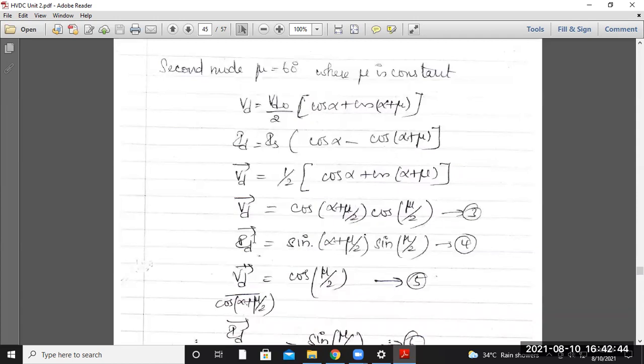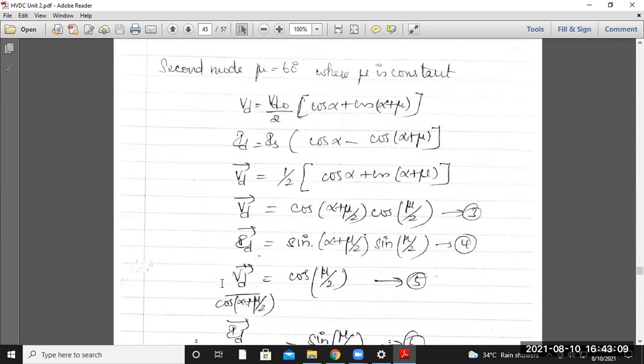Now equation 4, that is the current value, is given in terms of sine, equal to sine of alpha plus mu divided by 2 multiplied with sine mu upon 2. Here also, if you convert cos A minus cos B, you will get it in terms of sine in this format, that is sine of alpha plus mu divided by 2 into sine mu upon 2. That will give you equation 4.